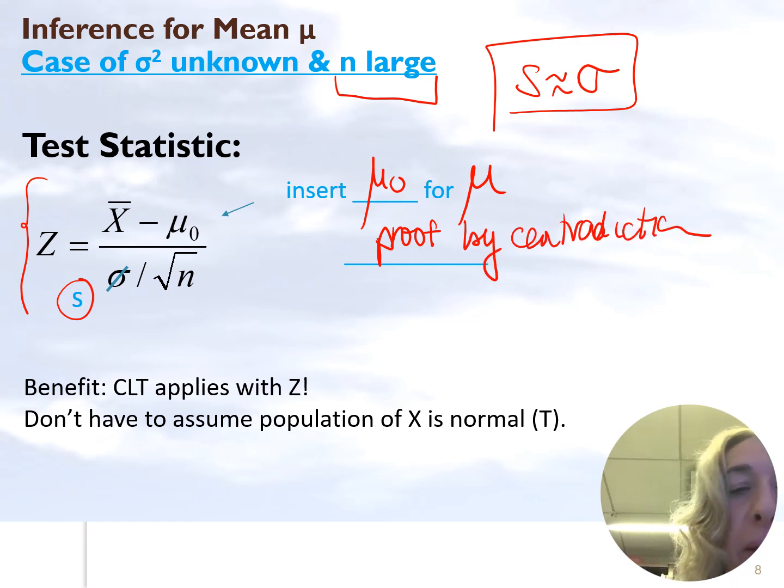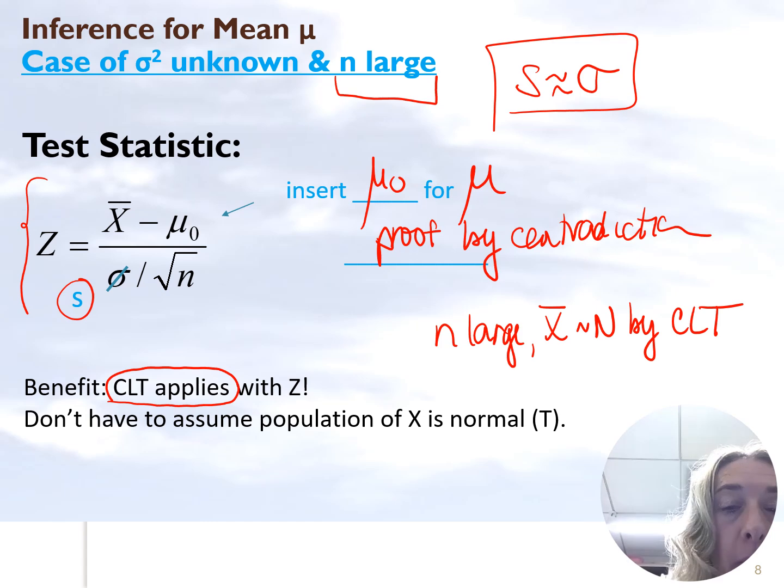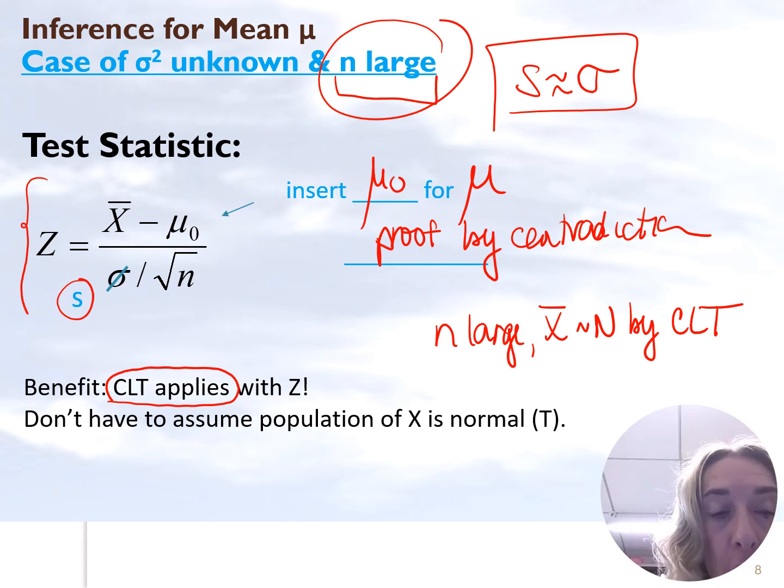But the benefit of using Z in this case is that the central limit theorem applies. With N large, we know X bar is normally distributed by the central limit theorem. So we don't have to assume or know that the population of X is normal, as you have to do when using the t-distribution. That's why it's beneficial to use the Z distribution if you can, and we can because N is large.